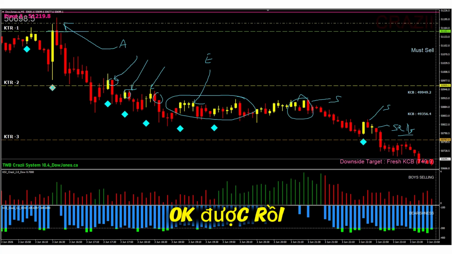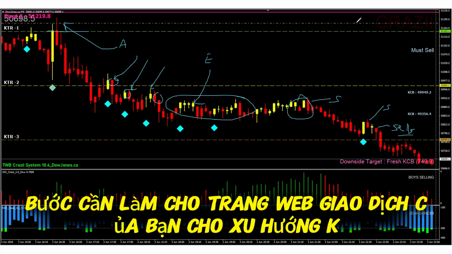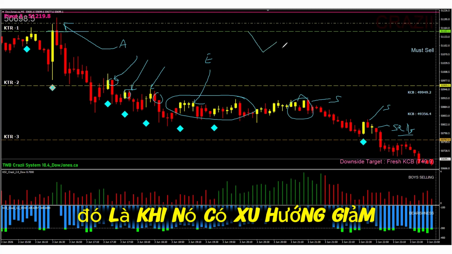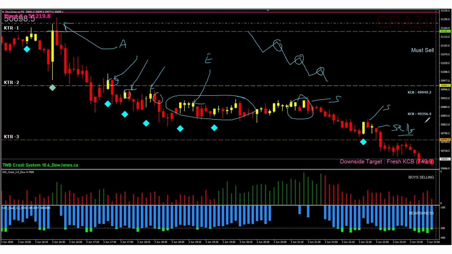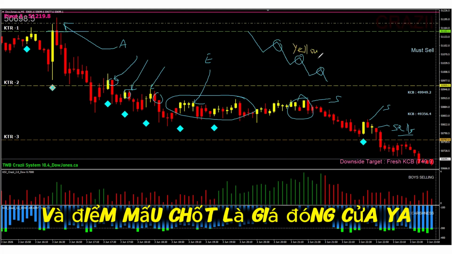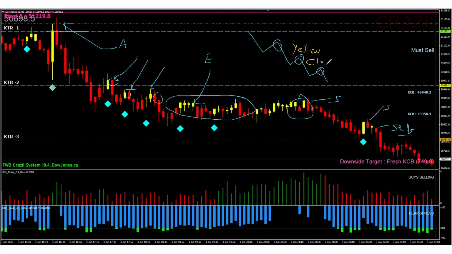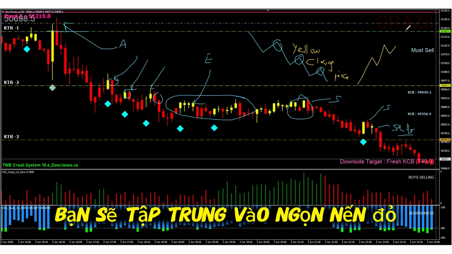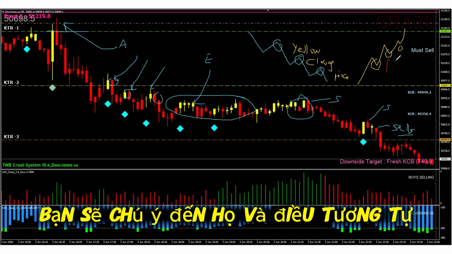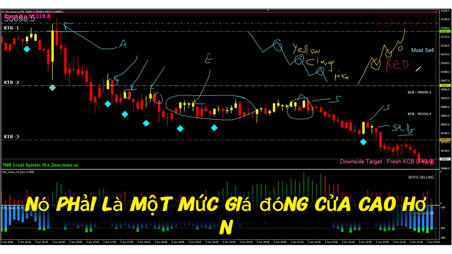Okay. All right. So I repeat now, the step to do for your trading side for K trend is that when it's a downward trend, you focus on the yellow cluster, yellow. And then the key point is the closing price, yeah? All right, then if it's an uptrend, you will focus on the red candle, yeah? All the red candles, you will take notice of them. And same thing, it has to be a higher closing price.